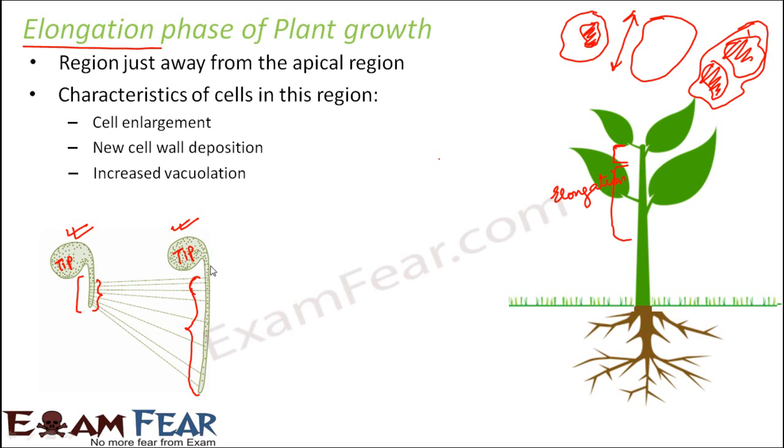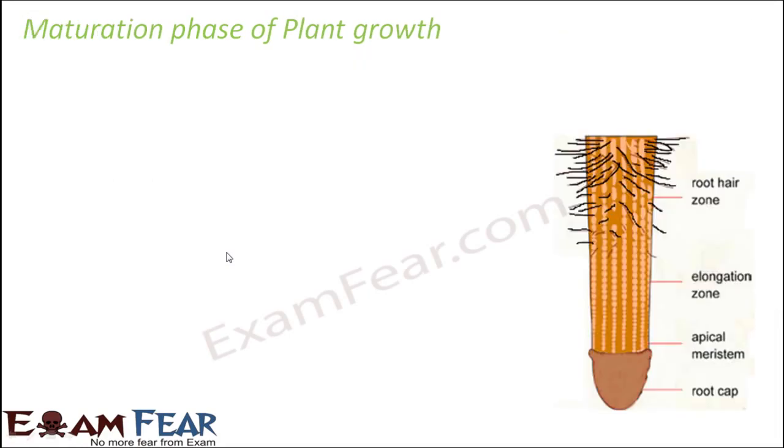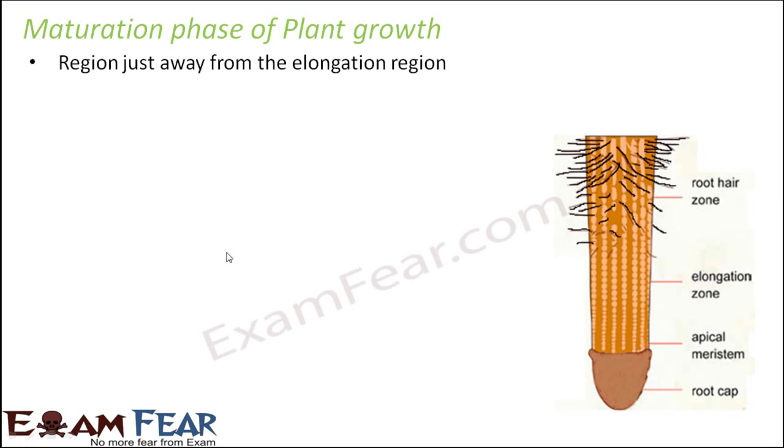And that is why the zone of elongation is just after the meristematic zone. Because in the meristematic zone, new cells will be formed. In the elongation zone, the same cells will elongate to cause an increase in the length. And then this elongation phase will be followed by the maturation phase, where the cells will mature themselves. Whichever cells were formed in the meristematic phase, they will get matured. So this region is just away from the elongation zone.